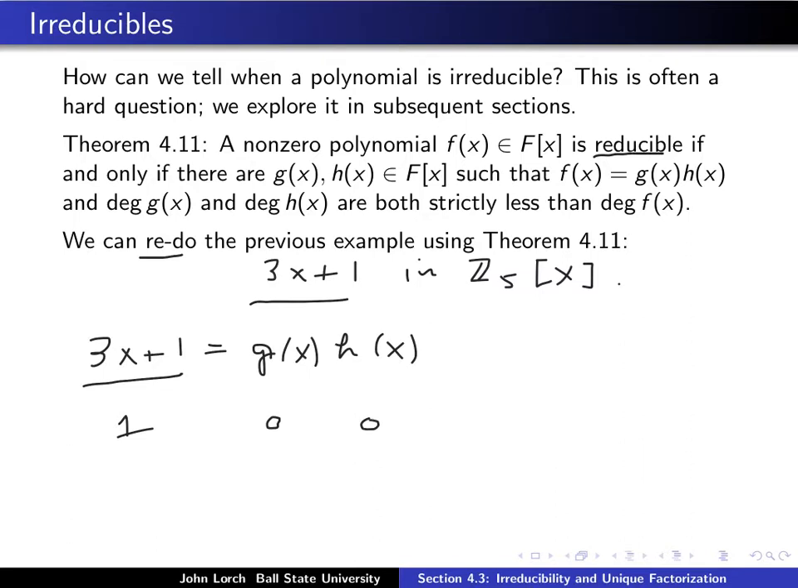But we know that can't happen because if we multiply g and h together and they both have degree 0, then the degree of the product would be the sum of the degrees of the original polynomials, and that would force the degree of 3x plus 1 to be 0, which we know is false. And therefore, we've argued, according to Theorem 4.11, that 3x plus 1 cannot be reducible, and therefore it is irreducible.